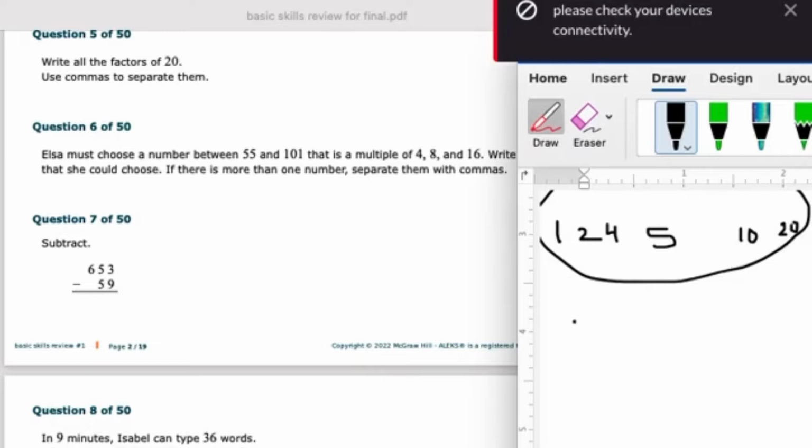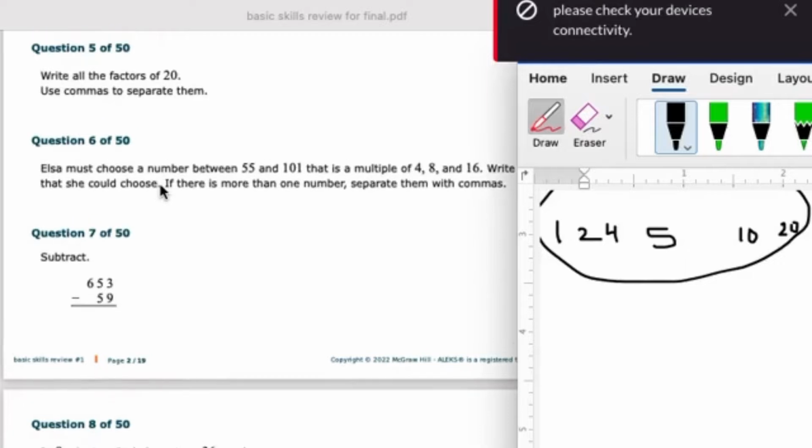Is it 1, 2, 4, 5? Or is it 1, 2, 4, 5, 10, 20? Okay, so all your answers are in the back. I'm just working the hard ones. Let's look at number 6. Now you're going to have to show work on all these problems, so make sure you don't just copy the answers.